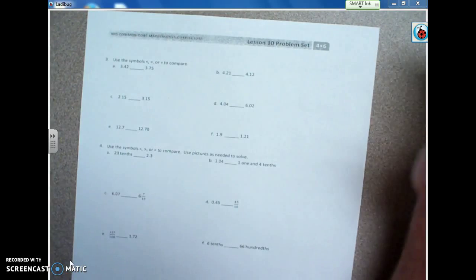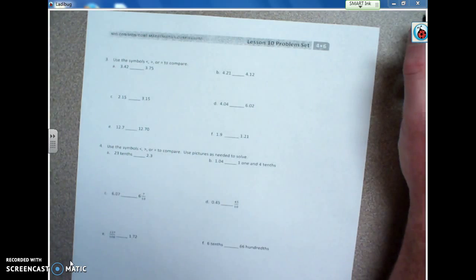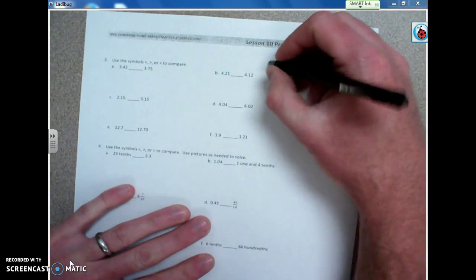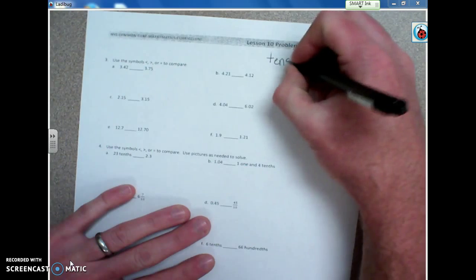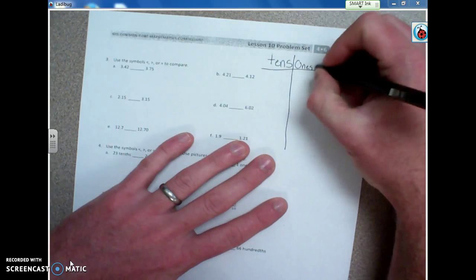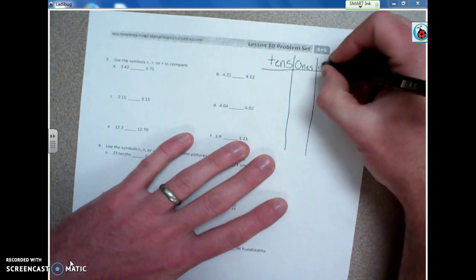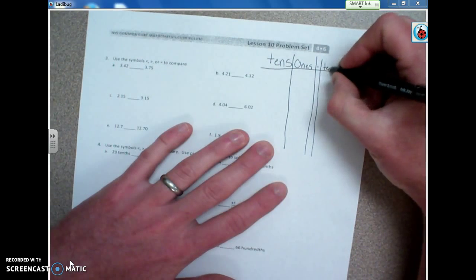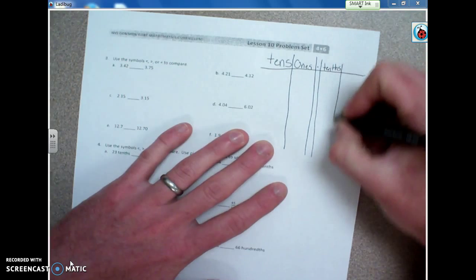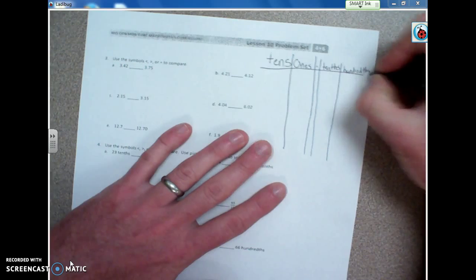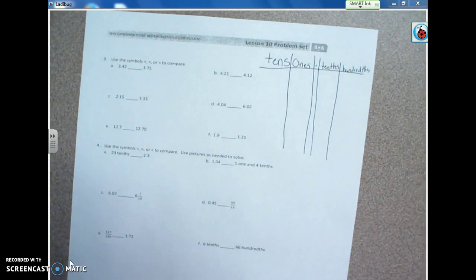All right, so today we're going to talk about comparing decimals using a place value chart. It looks like my biggest place is going to be my tens place, so I'm going to make a nice big place value chart over here before I get started with anything. So I want my tens place, my ones place, my tenths place, and my hundredths place. Those are the places we're going to need today.